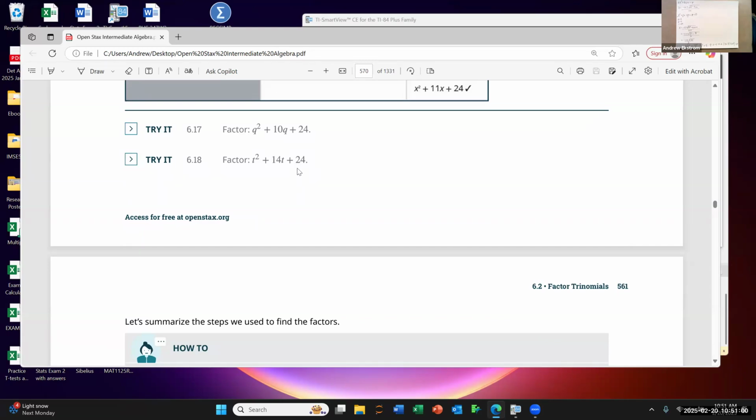So if we're going to try doing it with one of these other equations down here, what's the value that's in front of the t squared here? It's 1. So a equals 1, b equals 14, c equals 24. Cram it in there and see what happens.